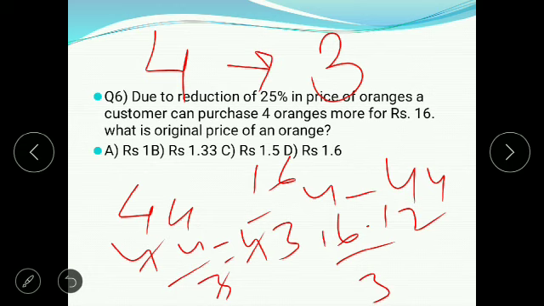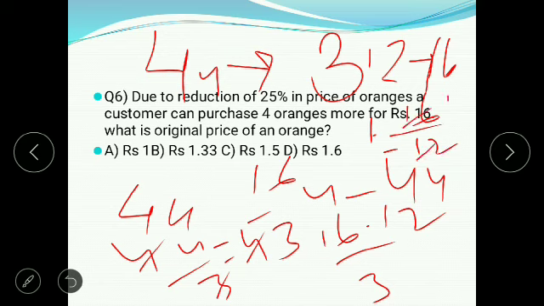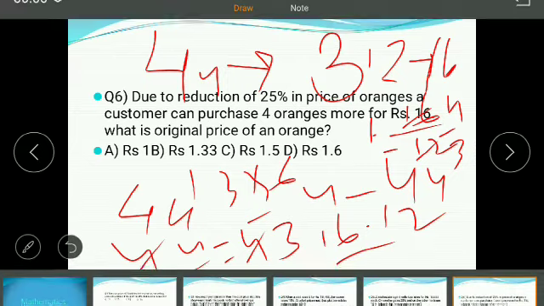So I am getting 4u in the first case, so I am getting 12 units for rupees 16 exactly. That is the computed value. So what will be the price of one? That will be 16 by 12, that is 4 by 3, that is 1.33. So that will be our answer.